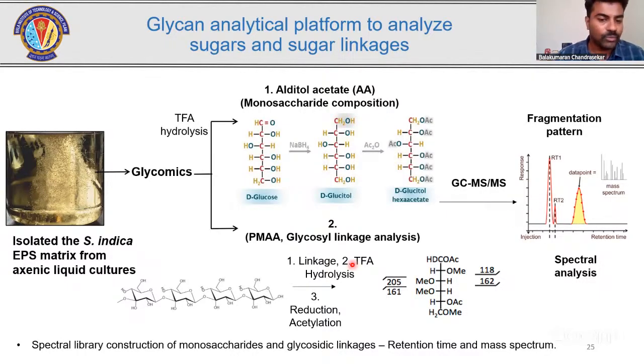And the second approach we followed was the linkage analysis. In this case, you methylate a particular glycan. After methylating, you do a reduction and also acetylation. You convert a particular glycan into a species called partially methylated alditol acetates, and these partially methylated alditol acetates were injected into GC-MS, and we have done a GC-MS analysis, and we have made a library of different sugars and also different sugar linkages.